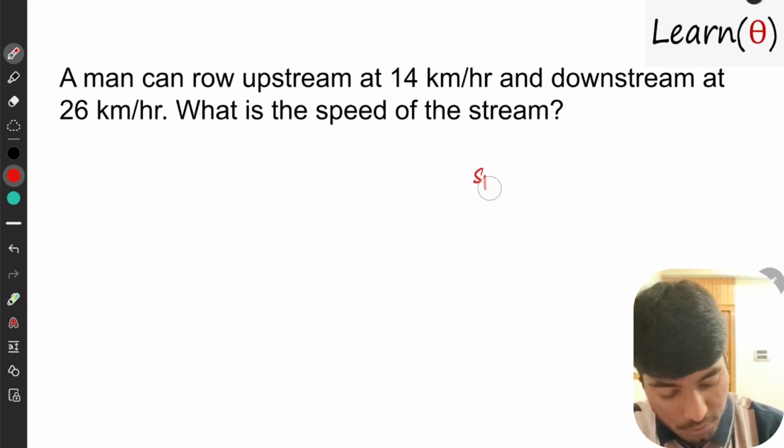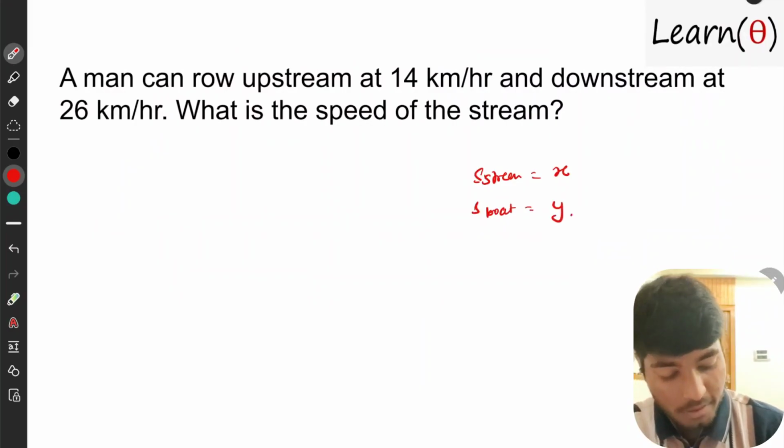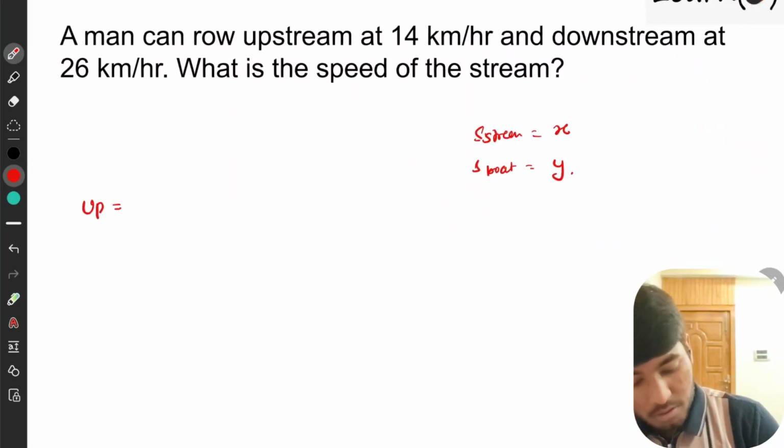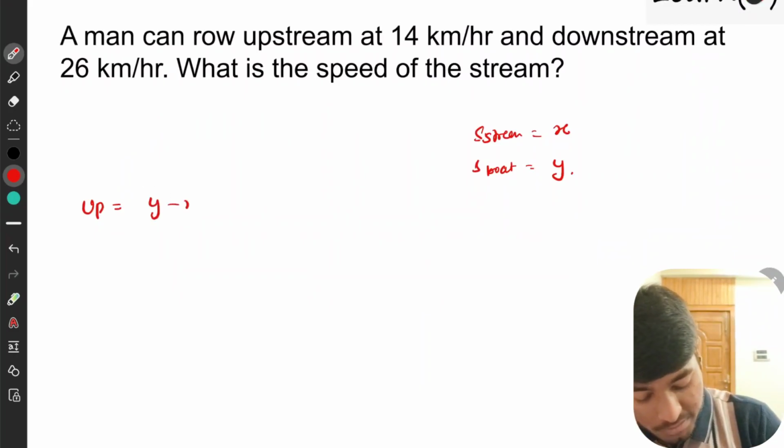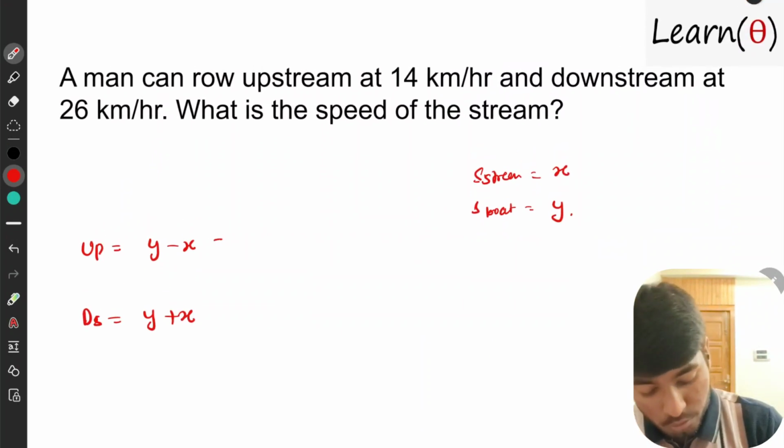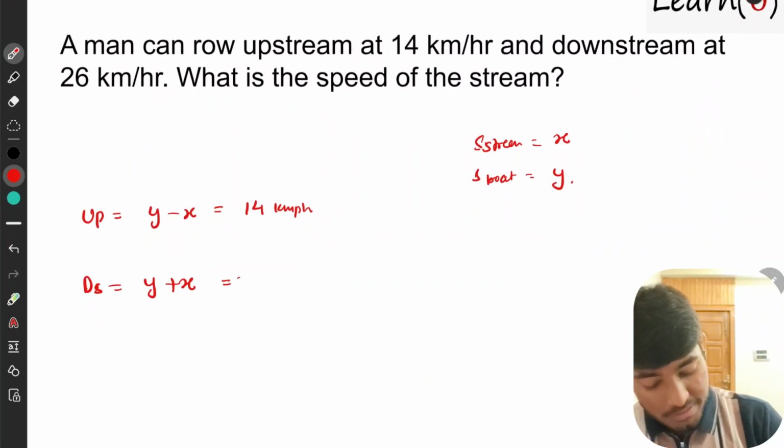Let us say that the speed of stream is equal to x, and the speed of boat is equal to y. So in case of upstream, can I say upstream is equal to y minus x? Yeah, and downstream can be written as y plus x. What is given to you? Y minus x is given as 14 km per hour, and y plus x is given as 26 km per hour.